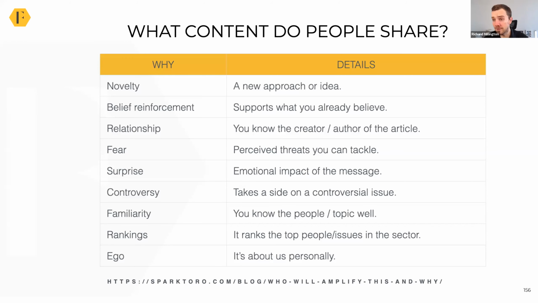Is it belief reinforcement, where we're sharing something that people already believe, so they're more likely to share it? Is it relationship, where people know you and you're writing for people that you know? Is there an element of a perceived threat or fear that you can play upon? Is there an element of surprise? But the headline has to reflect one of these things, the things that you're going to think is most impactful for the people that you're trying to reach.